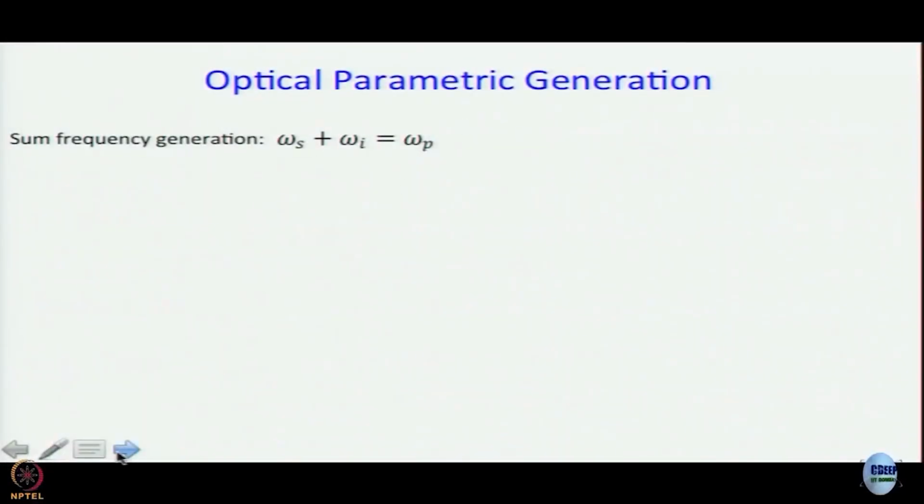What we want to talk about now is whether it is possible to do the reverse. We have omega p, which is a higher frequency. Is it possible to break it down into two photons, one with frequency omega s, and another with frequency omega i? And the answer is yes, but this is not as efficient a process as its inverse. It is much easier to combine omega i and omega s to give you omega p than to take omega p and break it down into omega s and omega i. That is point number 1.